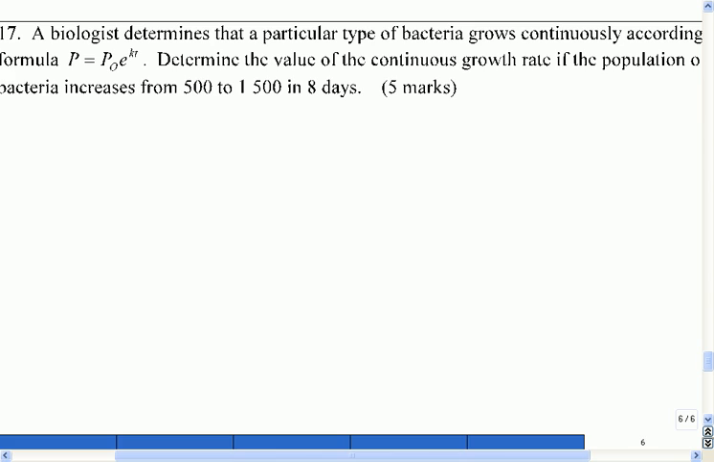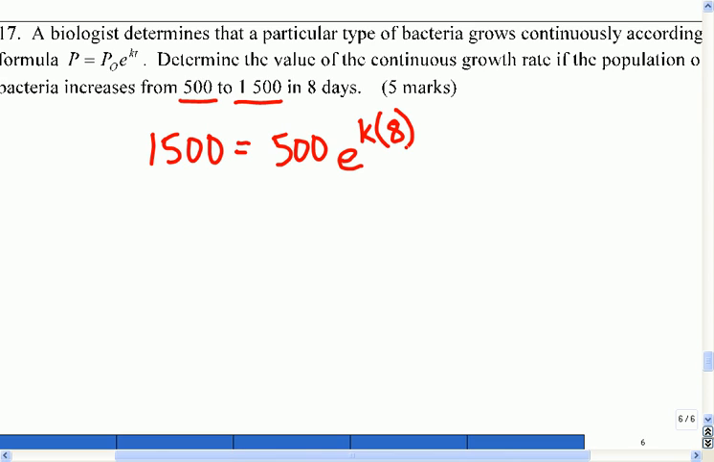So, a biologist determines a particular bacteria grows according to this formula, and the data is that there are 500 bacteria, and then 8 days later there are 1,500 bacteria. So we have to figure out how to fit it into that model. At the present time, there are 1,500 bacteria. There were 500 to begin with. We're going to use the continuous model, so e to the k, and 8 days has gone by, so the time elapsed is 8. This means 3 is equal to e to the 8k.